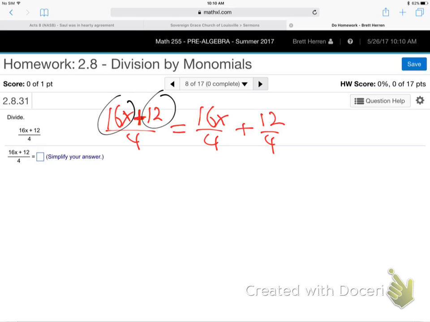So we separate them, and then we just do the normal thing. Divide them, 4x, divide them, 3. There we go. And that's all. Questions on that? Is that making sense?